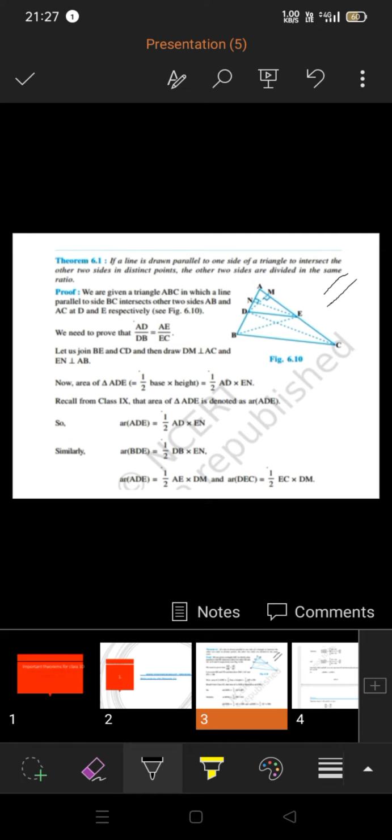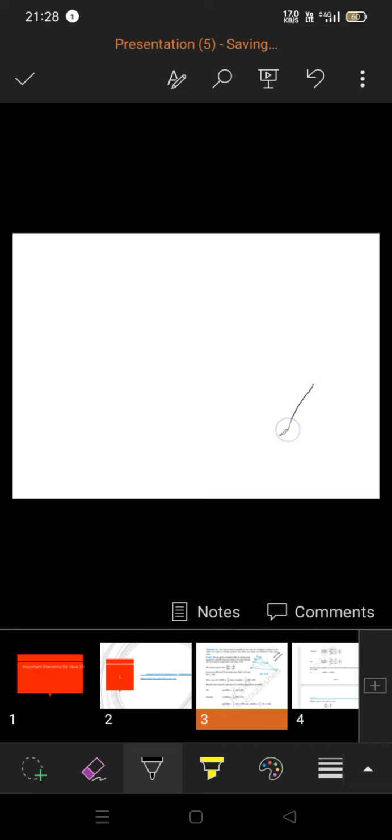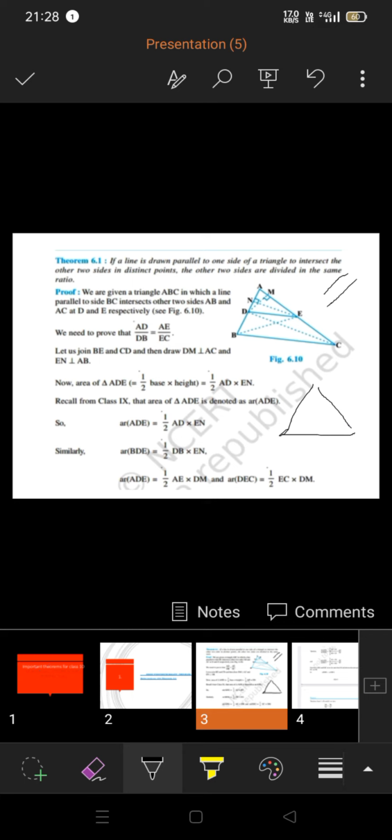First, let us understand the given diagram in the textbook. First we are drawing a triangle ABC. Note that BC should be the base of the triangle. We are considering the triangle to be like that only to prove this theorem. From the statement we know very well that we should prove that AD by DB is equal to AE by EC.